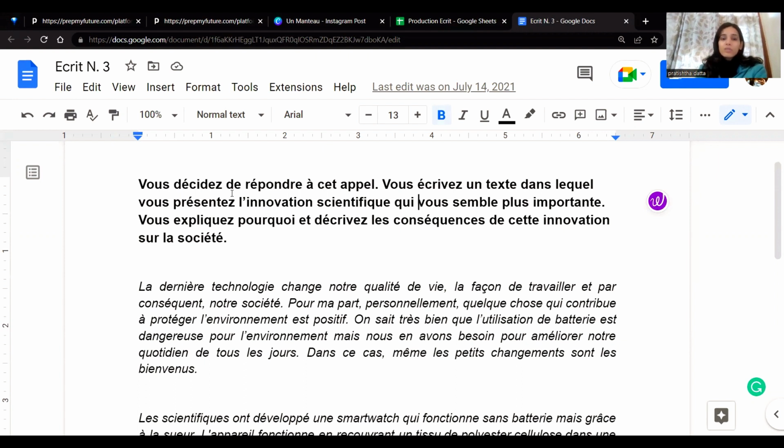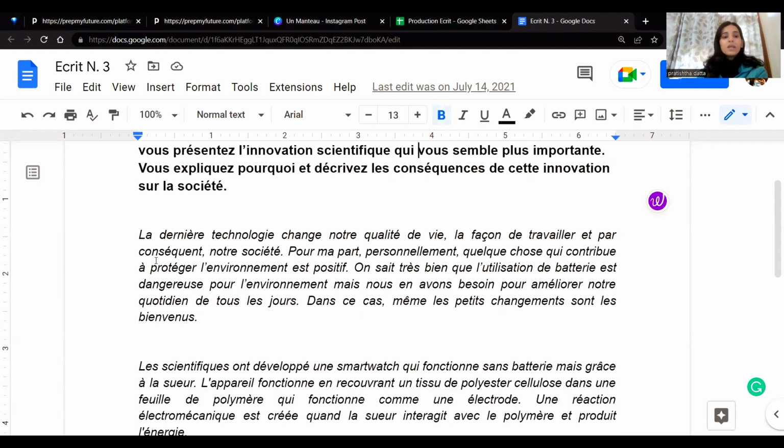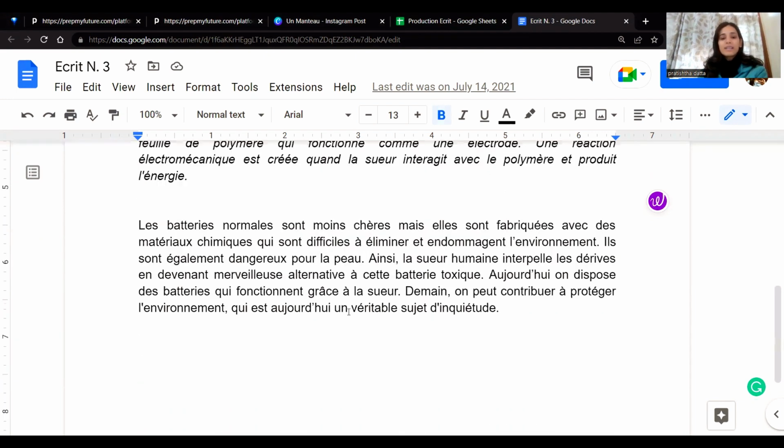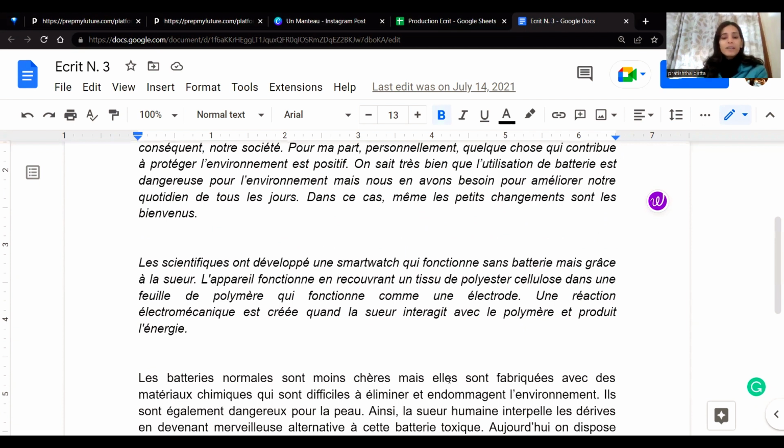And I personally wrote about how science has helped improve the environment. So I started with an introduction, a middle part, and the ending. I always do that. The first thing that I wrote was: Les scientifiques ont développé une smartwatch qui fonctionne sans batterie, mais grâce à la sueur. So I talked about a smartwatch that does not work on a battery, but works on human sweat.